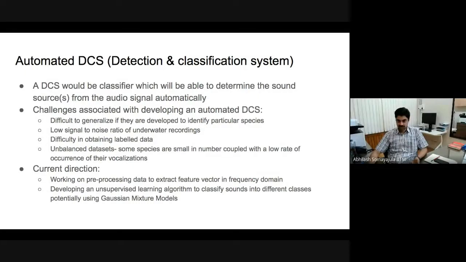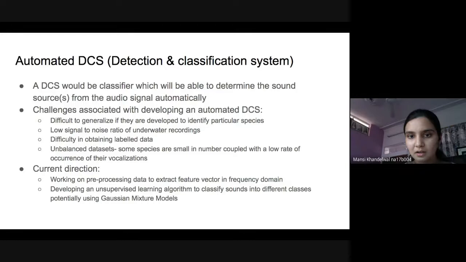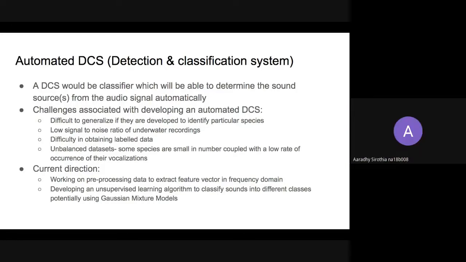Both of you are audible. Yeah, I can hear Aradhya. I think he can't hear me. Wait, I'll switch my internet. Yeah. Am I audible now? Yeah, you are.